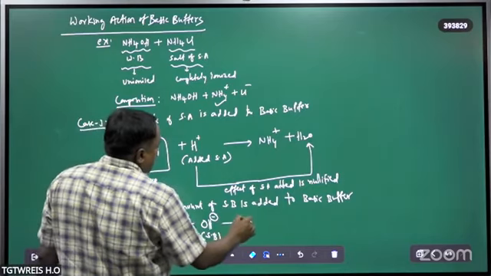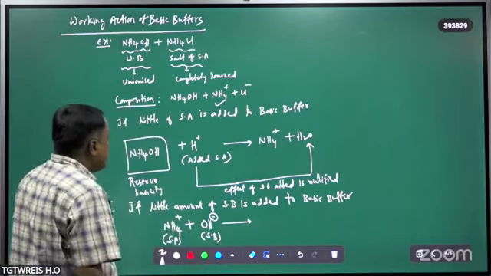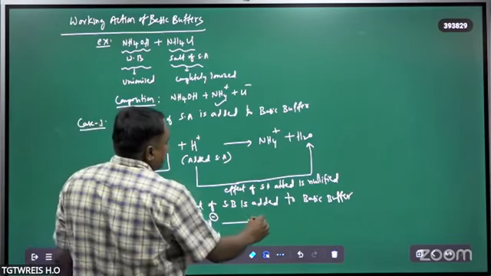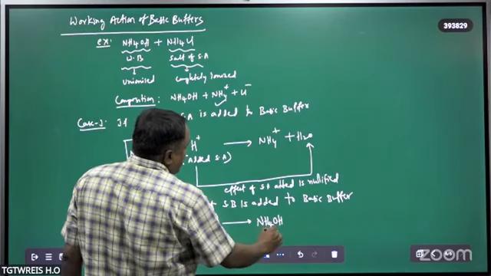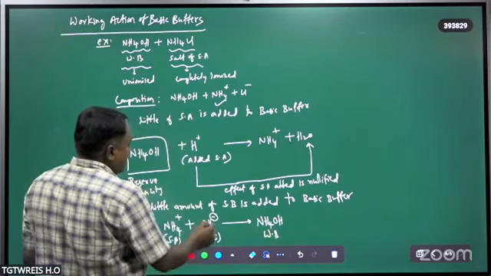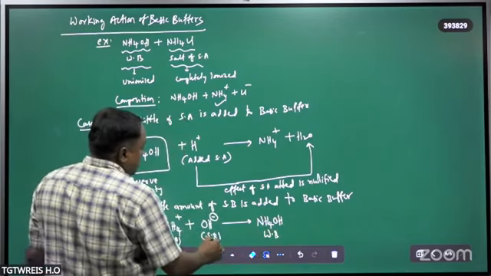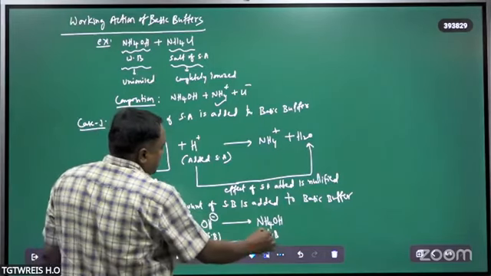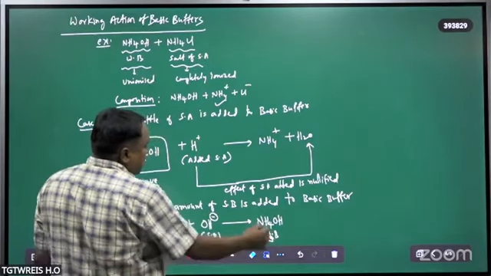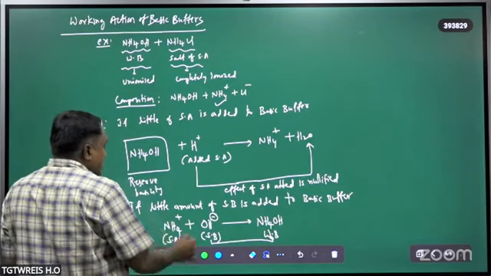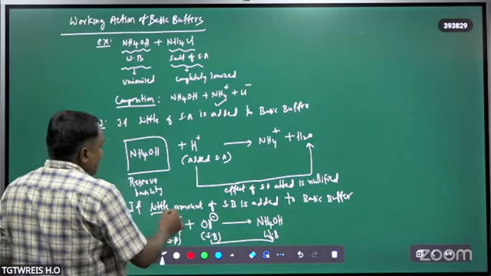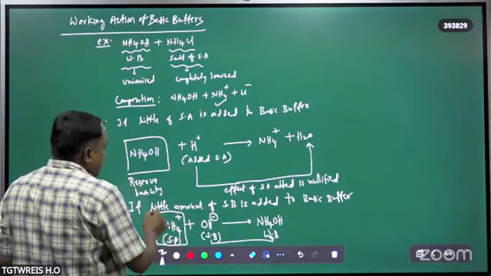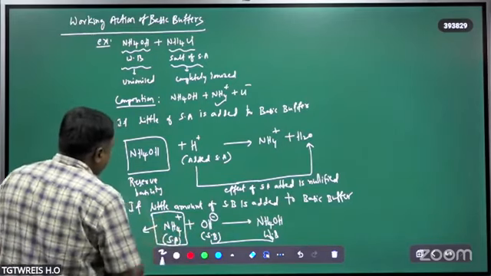Now the reaction between them gives NH4OH. NH4OH is again a weak base. So the strong base is converting into a weak base. It is due to the reserve acidity in the buffer solution. This is the reserve alkalinity, and this is the reserve acidity.